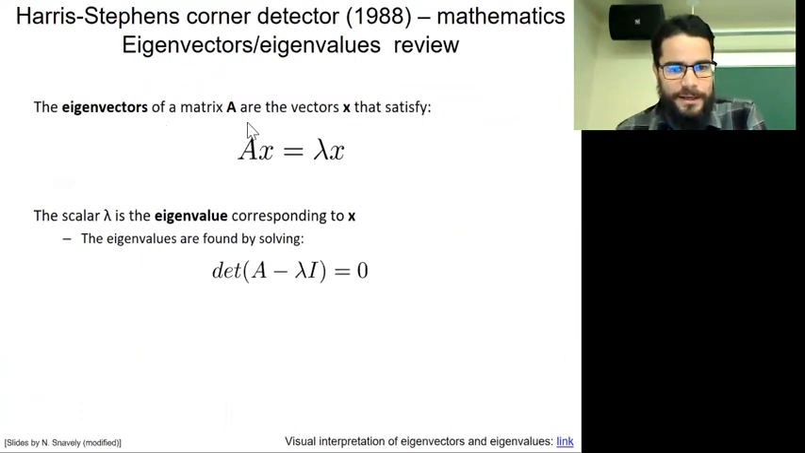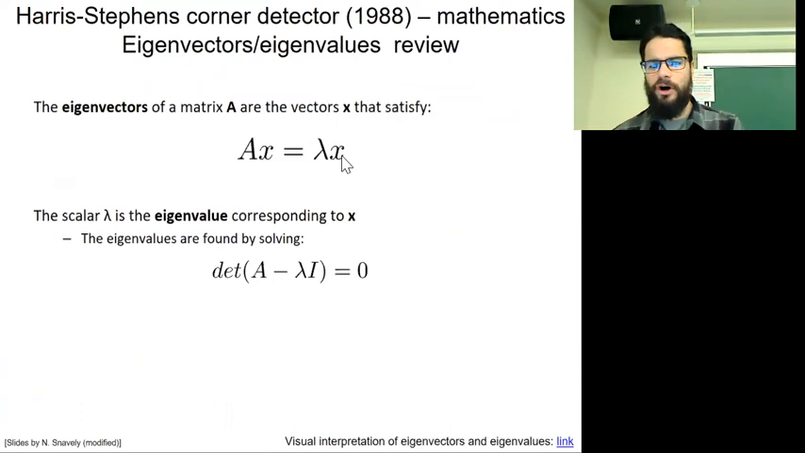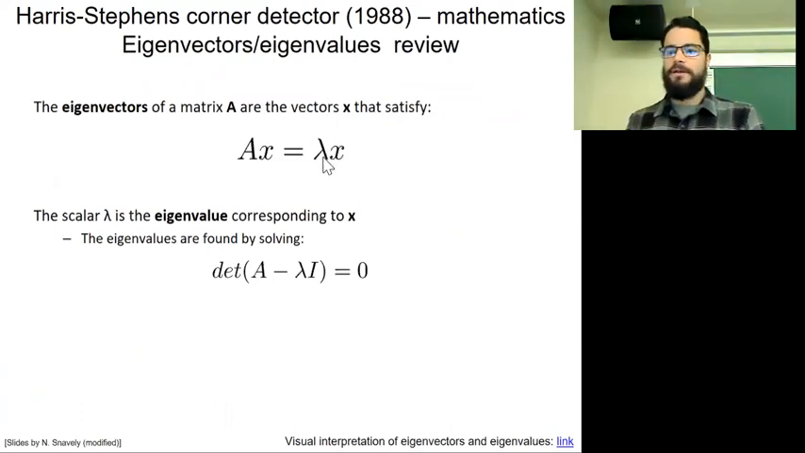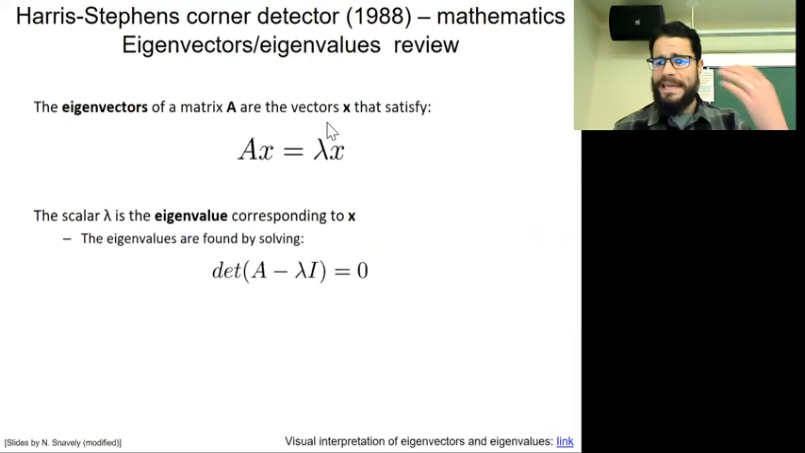Eigenvectors of a matrix A are the vectors X that satisfy the following. So it's super interesting what they do. If you multiply your matrix with a particular vector, what is called the eigenvector, in the result you're going to have another version of the same vector multiplied by a constant. So this vector is called an eigenvector, and this constant is called its eigenvalue.